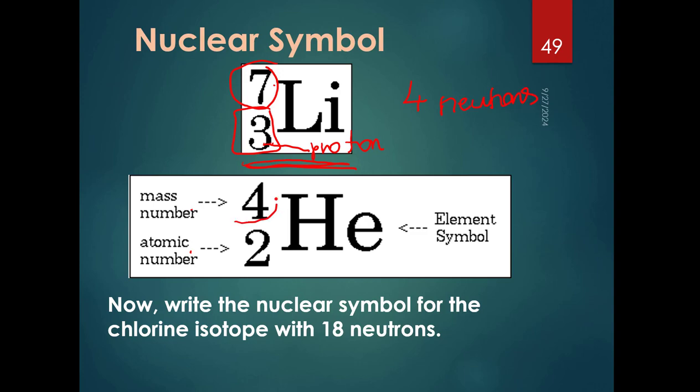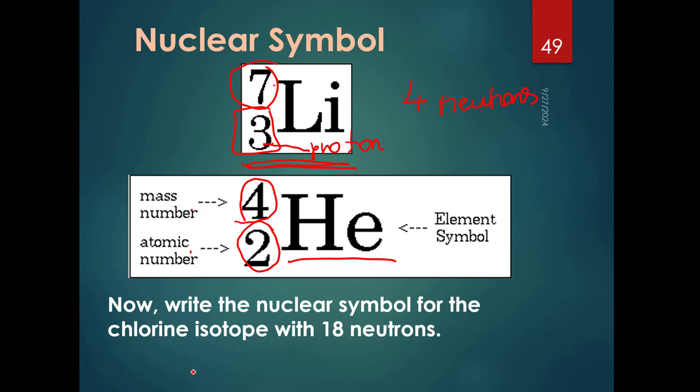As you can see, the upper number is going to be the mass number, and the lower number is going to be the atomic number, and then you put the symbol of the element. So that's what we call the nuclear symbol. That's a big name, but it's easy to understand.